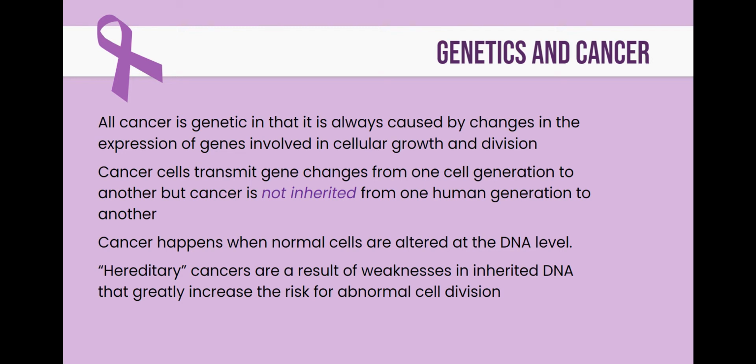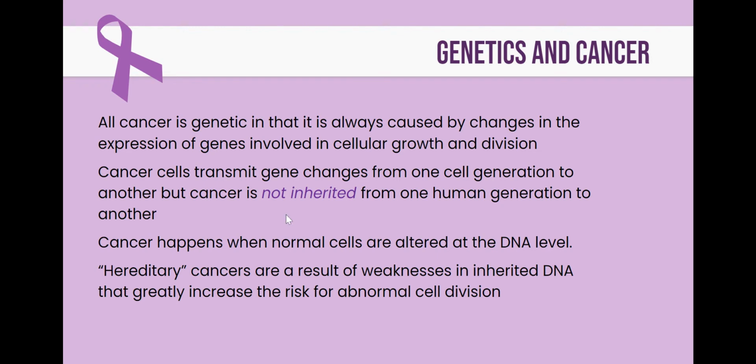Cancer happens when normal cells are altered at the DNA level. We'll sort of parcel that out as we move along. Hereditary cancers, those cancers that run in families, where we say you have Lynch syndrome or Fanconi syndrome, are a result of weaknesses in inherited DNA that greatly increase the risk for abnormal cell division. So, oncogenes, suppressor genes, and DNA repair genes may have weaknesses. So, the body is trying to keep order in the cells, and it does a really good job until it gets overwhelmed.